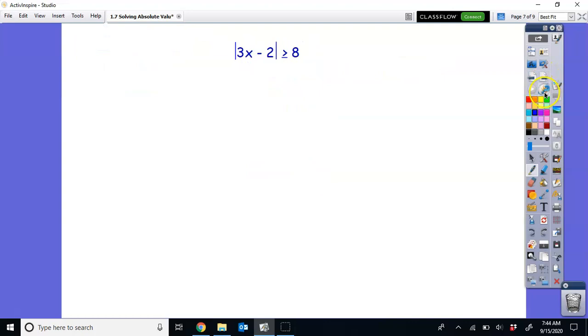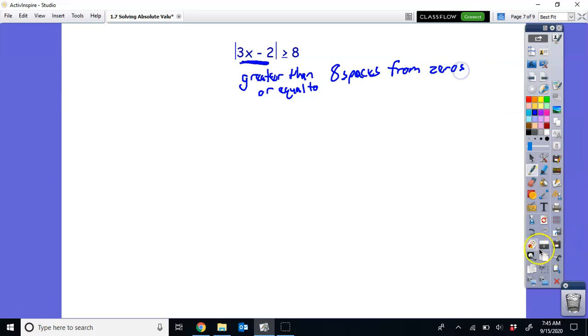All right, let's look at greater than. So greater than means, like I said just a minute ago, the distance is greater than. Now this does have the equal to, so I'm going to put or equal to right here underneath it. But remember, that's not going to change what I do. Greater than or equal to 8 spaces from 0. All right, so let's think about what that means.